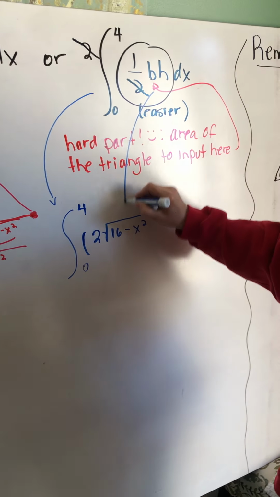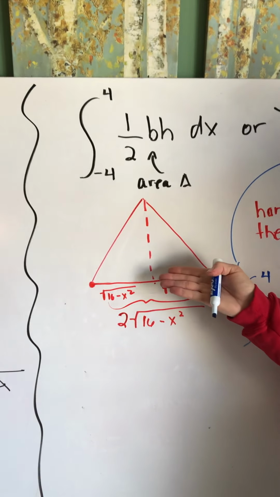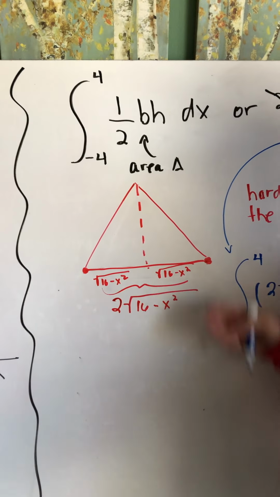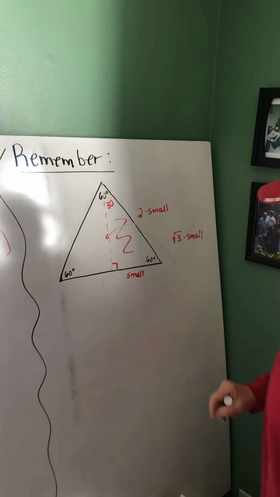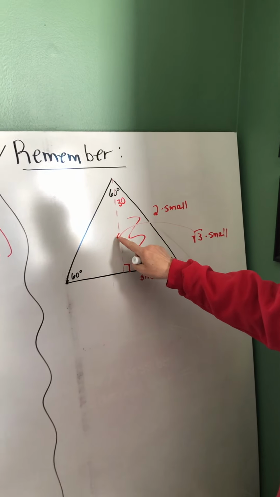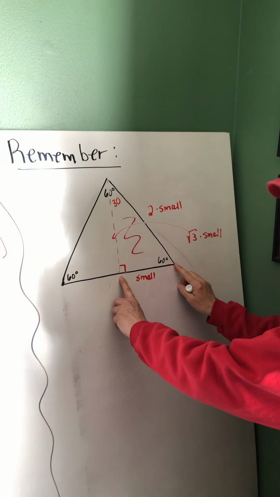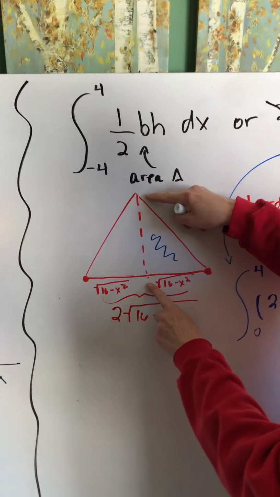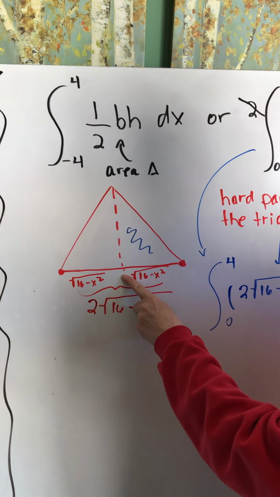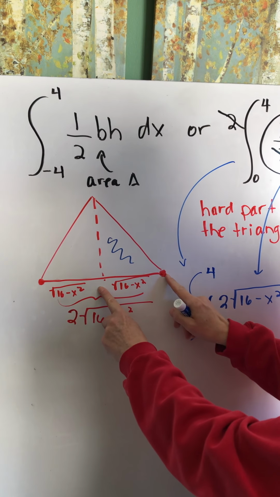There's the base. All right, I need the height. What is the height of this triangle right here? Let's go back over here. We made ourselves a template. Let's take a look. This height is the square root of 3 times the smallest side, this piece right here marked small. This height is the square root of 3 times the smallest side.